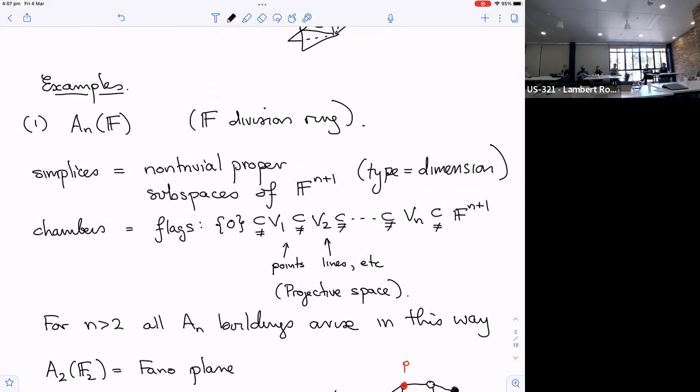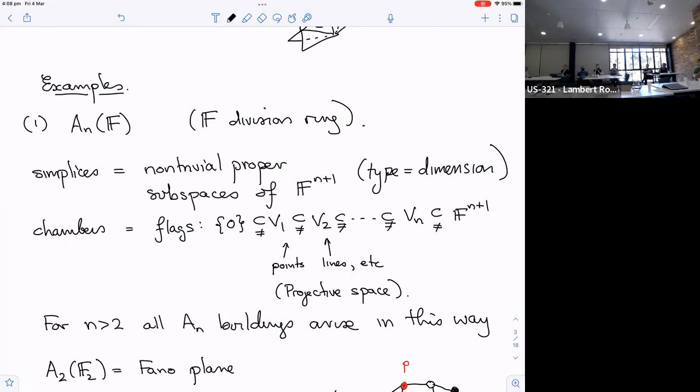So an A_n building, these are by far the simplest ones, really simple in a way, which is good because a lot of the study of buildings, in particular spherical buildings, comes down to residue things where you look at sub-buildings. And in a diagram like E8, there's an awful lot of type A residues. So if you can understand everything in type A, that's actually a pretty good thing. Anyway, what are the A_n buildings where you have this division ring, could be a field as well, and simplices are just non-trivial proper subspaces of n plus 1 dimensional space over F. And the chambers are flags, maximal flags.